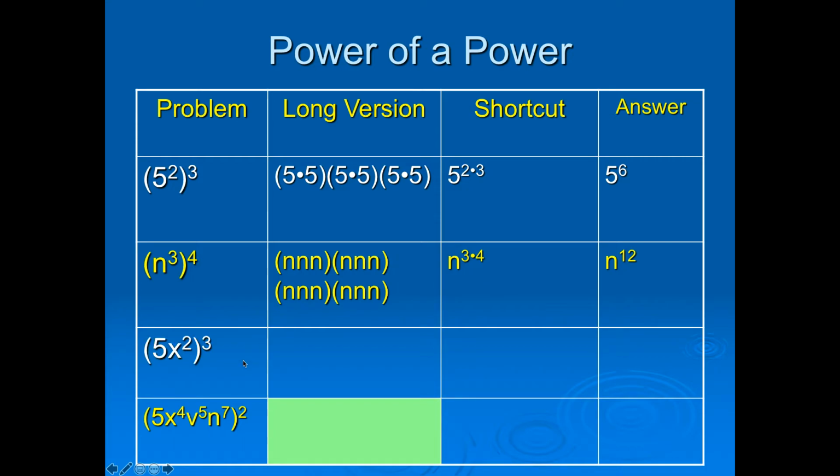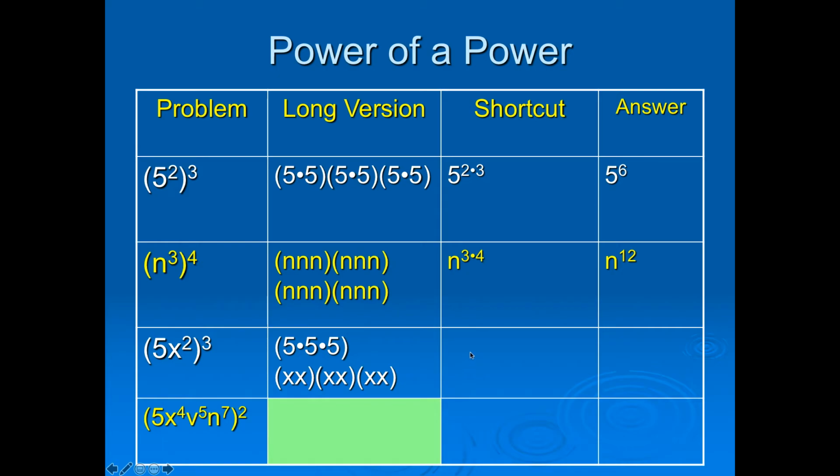The next one is a little bit different. Now I have a coefficient, a variable to an exponent, and then to a power here. I want you to recognize that the 5, our coefficient, is going to the power of 3. And our x squared is going to a power of 3. But the 5 is not going to the exponent of 2. So the long version here, we're going to go 5 to the 3rd power, 5 times 5 times 5. Then we're going to go x squared to the 3rd power, x times x, x times x, x times x.